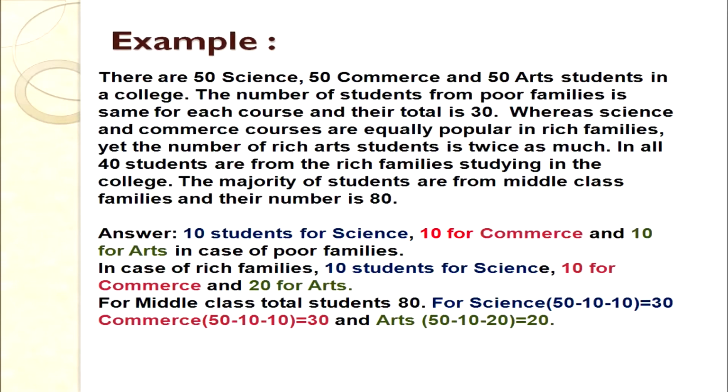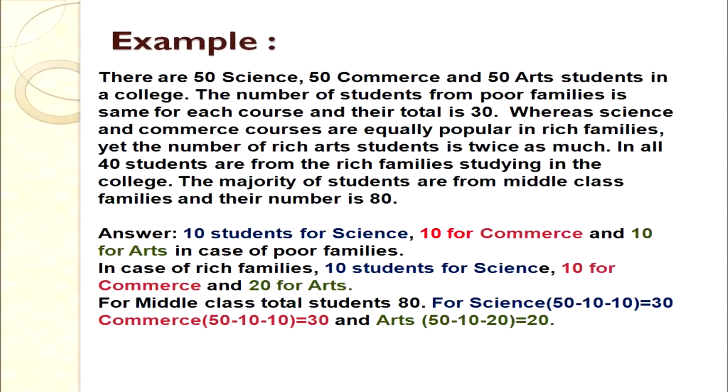Now, the next, in case of rich families, they have written, whereas science and commerce courses are equally popular in rich families, yet the number of rich art students is twice as much. How many students are there? 40 students are there. So, if I want to make twice and make equal for commerce and science, then it would be 10 for commerce, 10 for science and 20 for arts. So, from this line we have divided the information into different categories.